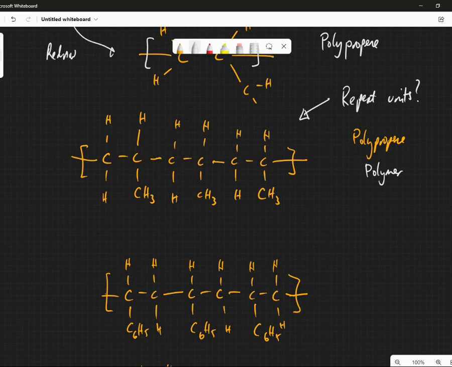Why is it polypropene if there are 2 carbons in a straight chain? Darling, I think you're a bit confused with this stuff. Zara, I think you're overthinking it. It's not polyethene, dear. I'll show you.